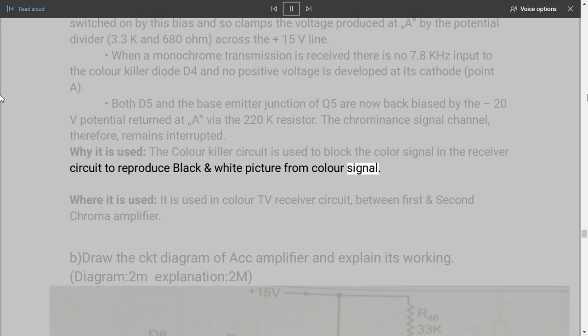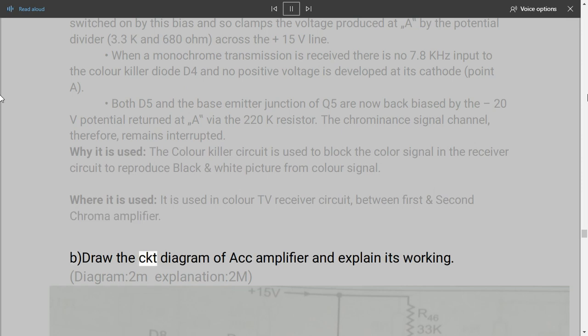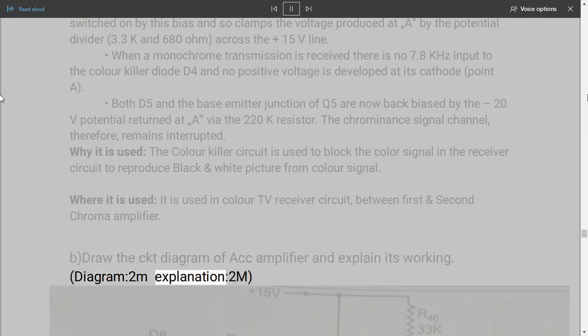Where is it used? It is used in a color TV receiver circuit between the first and second chroma amplifier. B. Draw the circuit diagram of the ACC amplifier and explain its working. Diagram, 2M. Explanation, 2M.